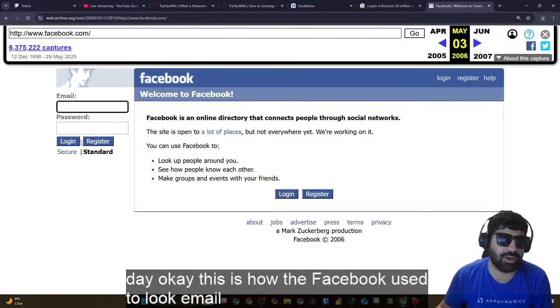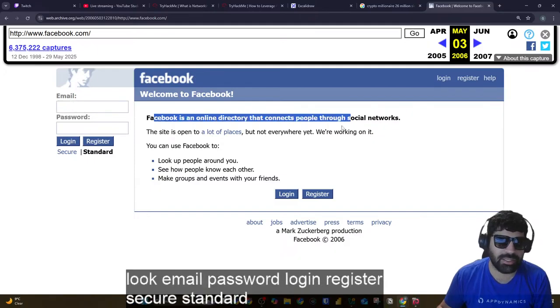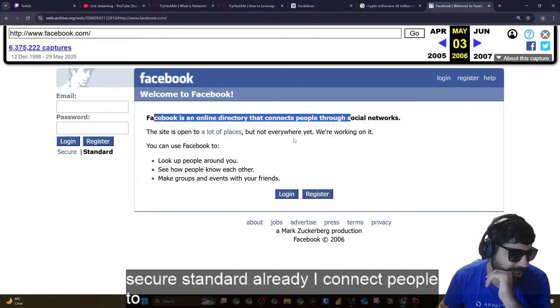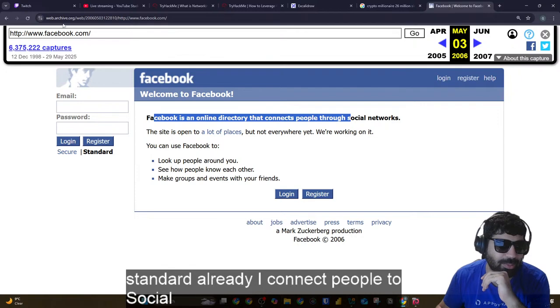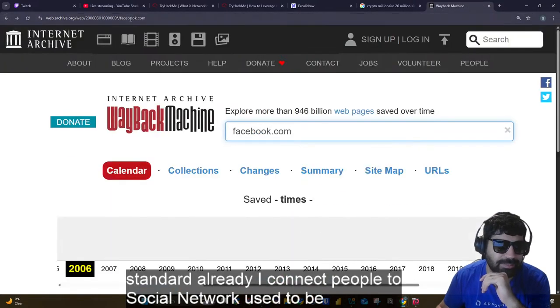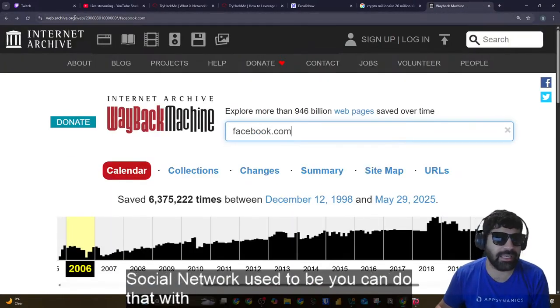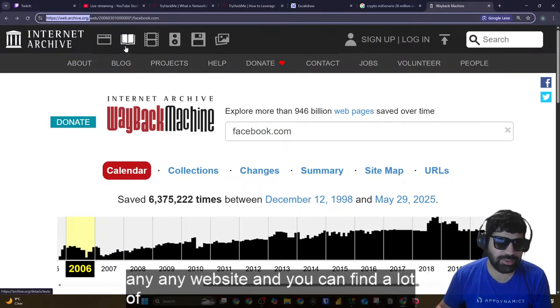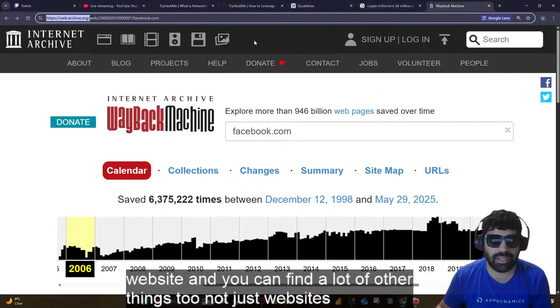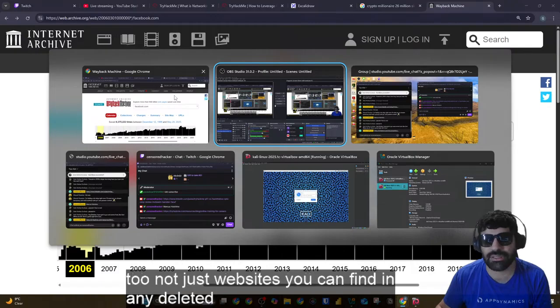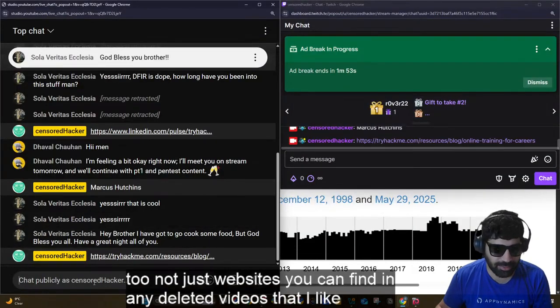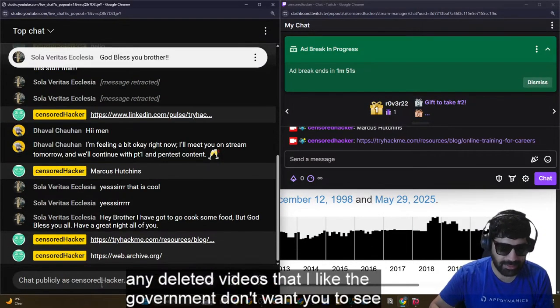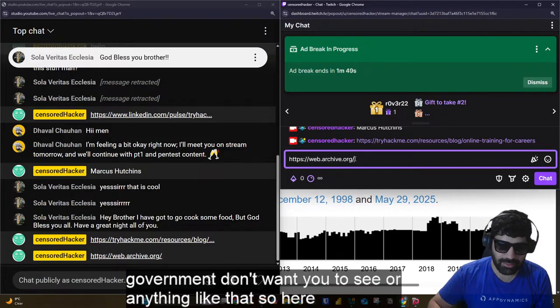Email, password, login, register, secure, standard. Online data that connects people to social network. Pretty cool, right? This is how the world used to be. You can do that with any website. And you can find a lot of other things too, not just websites. You can find deleted videos that the government doesn't want you to see or anything like that.